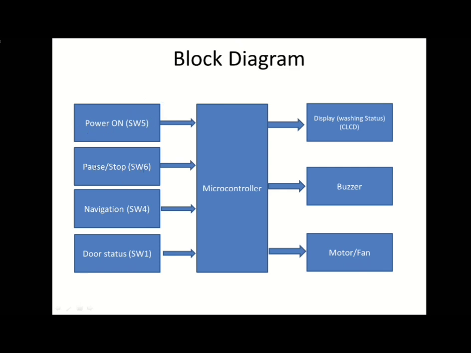Switch 6 is used for pause or stop in our project. Switch 4 is given for navigation. Door status is handled by switch 1. We have a CLCD, which displays the washing machine status, and we have a buzzer and a fan or motor. These four are inputs: the switches are input, and the CLCD, buzzer, and fan are outputs. And we have a microcontroller here.